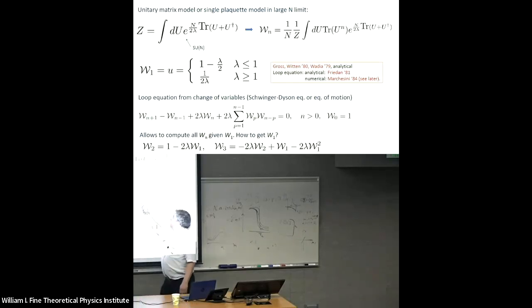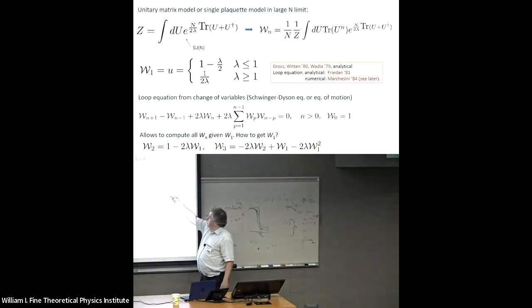So if you do a change of variables in the integral and say that the integral should not change, one gets a Schwinger-Dyson equation, or equation of motion, and this gives a recursion equation for these expectation values. W0 is just 1, and W1 is what we would like to compute, but I don't know it. If somebody gives it to me, then I can compute W2, W3, and all the others. But the question is, how do we get W1?